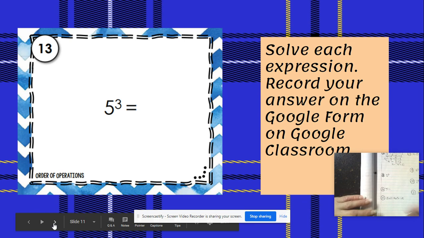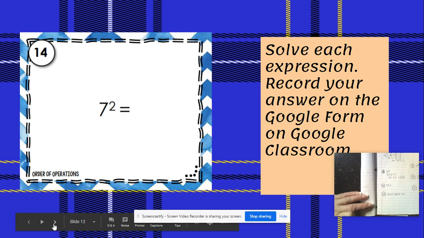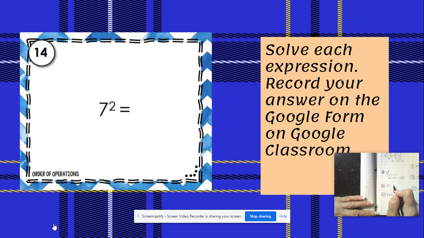Our next slide, 5 to the third power is the same as 5 times 5 times 5. So we have 5 times 5, which is 25, times 5 would be 125. Our next one, should have brought my clicker. 7 squared is the same as, remember, 7 times 7. So that means it's 49.